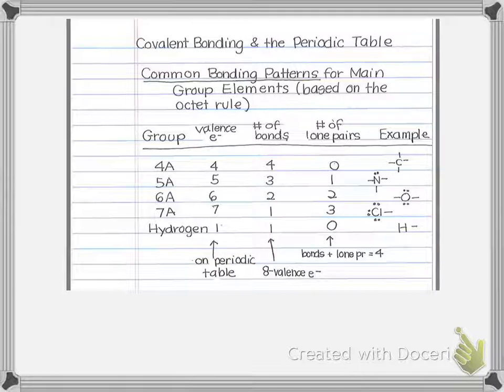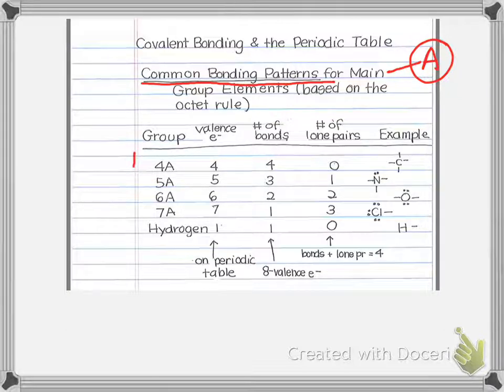So we can look at the periodic table and it helps predict some patterns. Now these patterns aren't rules. They're just things that we can kind of predict and expect. Sometimes the element will not follow this pattern, but as we're learning and beginning to understand it, patterns are always very helpful. So here are some common bonding patterns for the main group elements, and we're using the Octet Rule. Recall that the main group elements are the elements in group 1A through 8A. They're the ones that have the A.